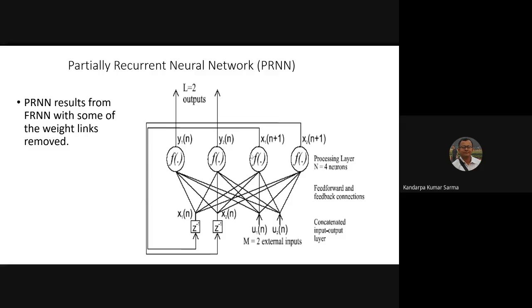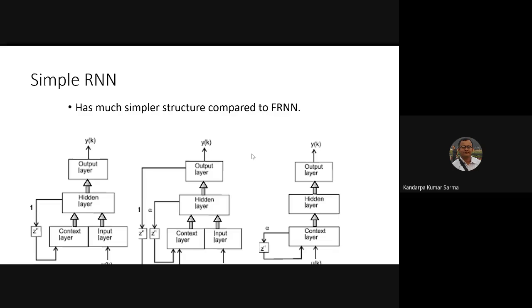As I said previously, in the case of the partially recurrent neural network, you might have a lesser number of links. Those feedback links might be fewer, and they might not follow very stringent requirements. So you have a partially recurrent neural network structure generated.